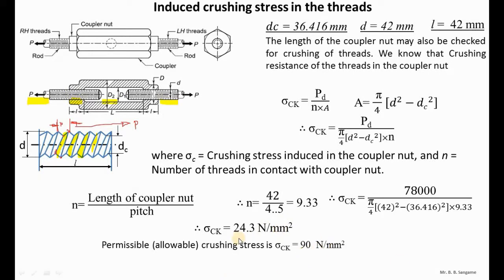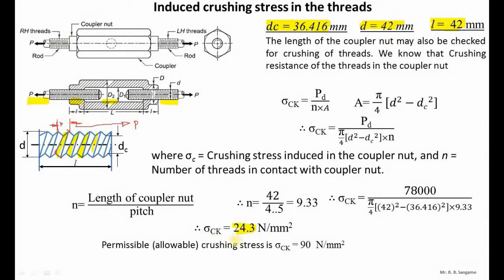So you can see that for whatever dimensions we have selected from the standard table, the core diameter of 36.416 mm, the nominal diameter of 42 mm, and the length of 42 mm, we have calculated the induced crushing stress, which is 24.3. It is less than 90 Newton per mm square. That means that our design is safe.